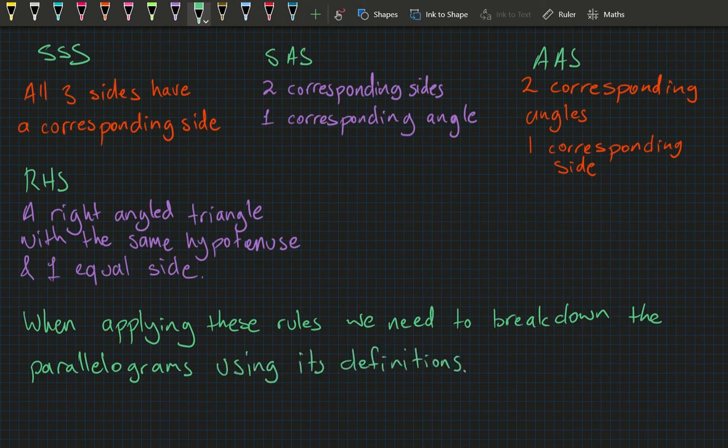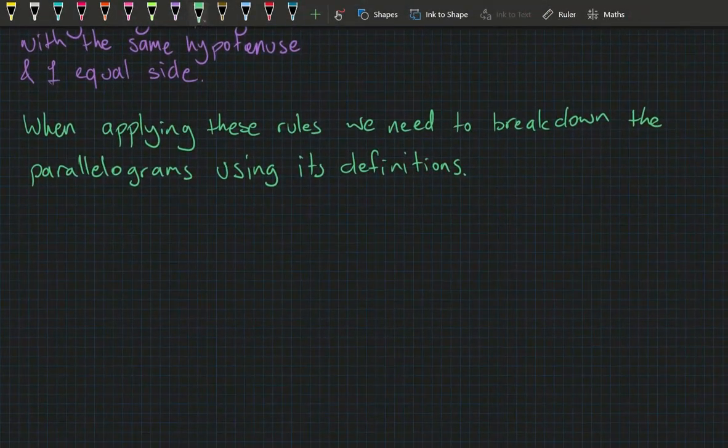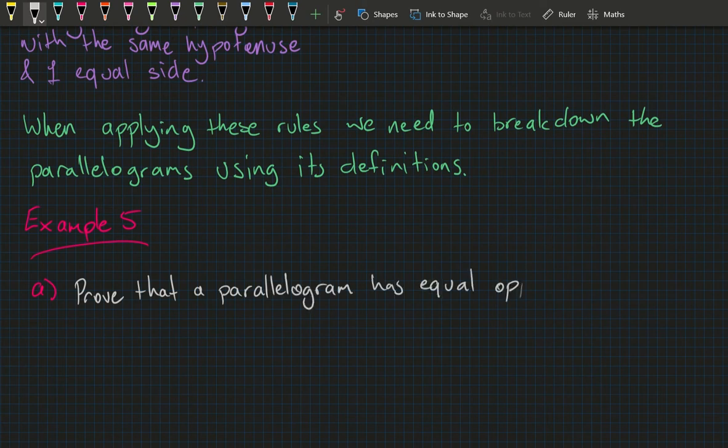This will often involve drawing the parallelogram and remembering the definitions. Anyhow, let's use these skills and start with our first example of proving some properties in example 5. So in part A, we're asked to prove that a parallelogram has equal opposite sides.